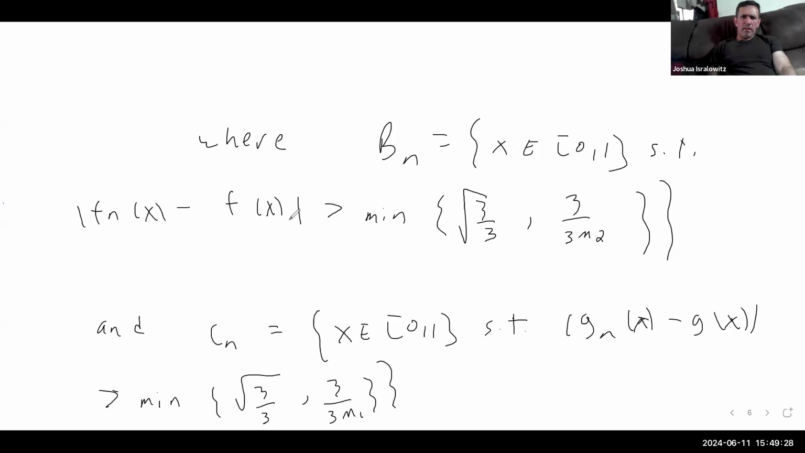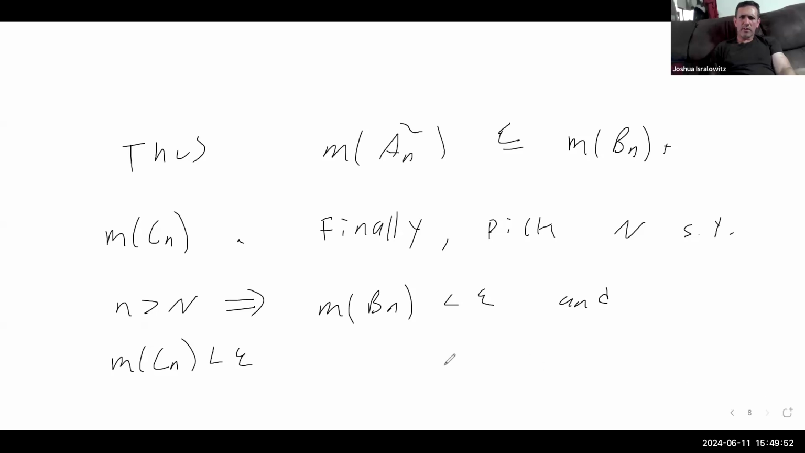Because we're assuming Fn goes to F in measure, so the limit of the measure of Bn is 0, no matter how small this is, and the measure of Cn as n goes to infinity is 0, no matter how small this is. That's the definition of convergence in measure. So we're taking full advantage of that. So that means the measure of An is less than or equal to 2 epsilon plus the measure.